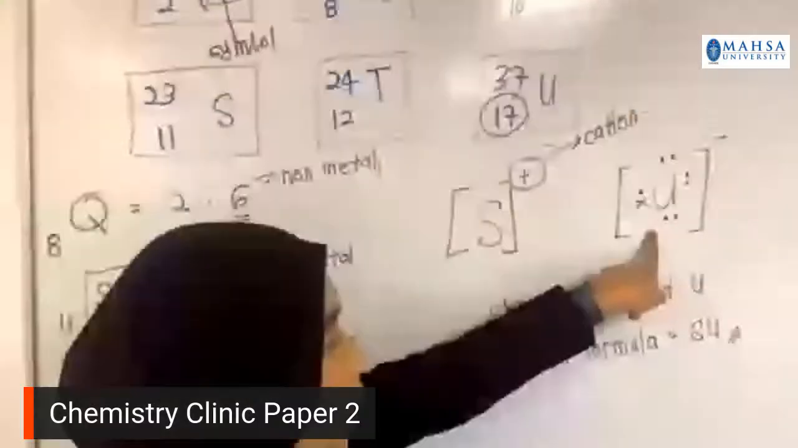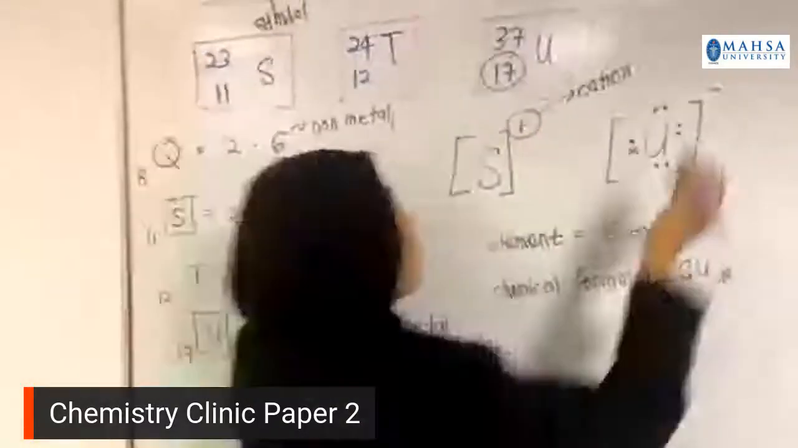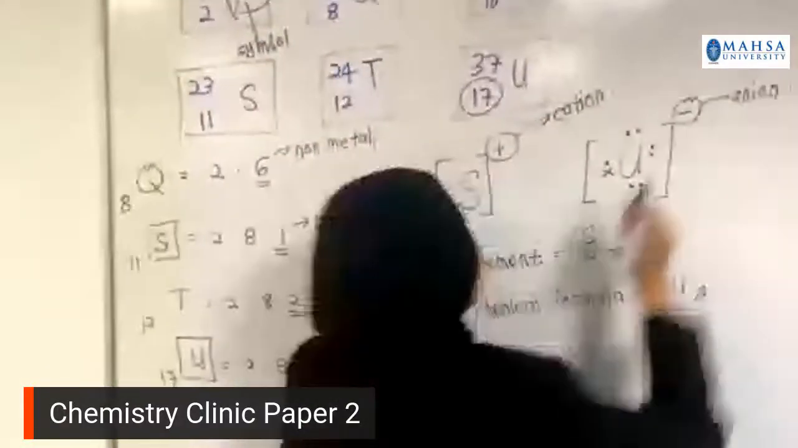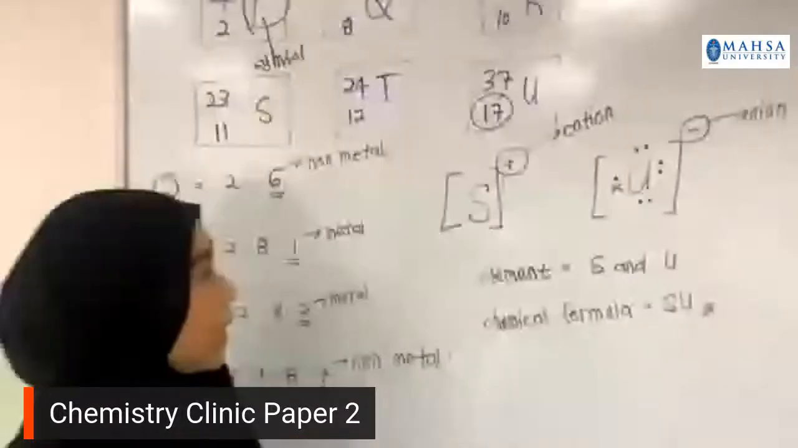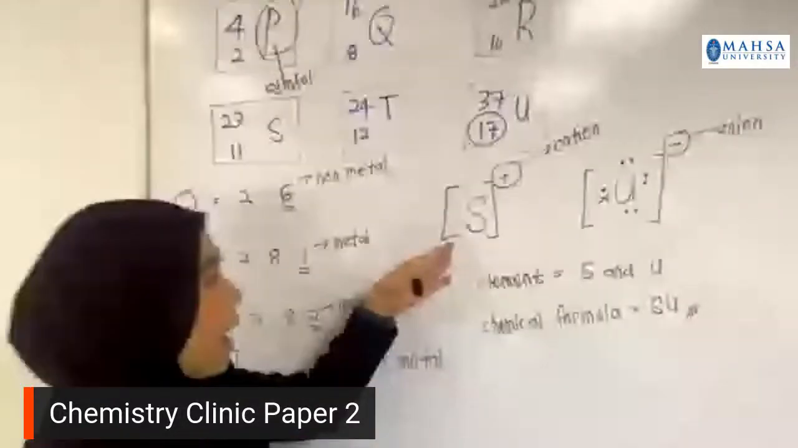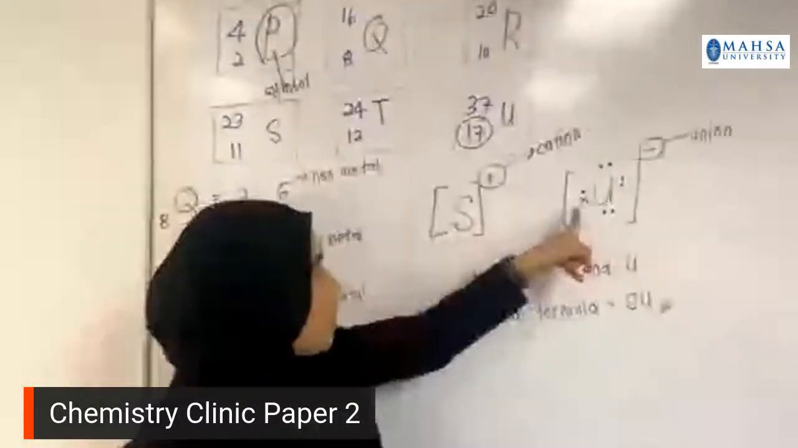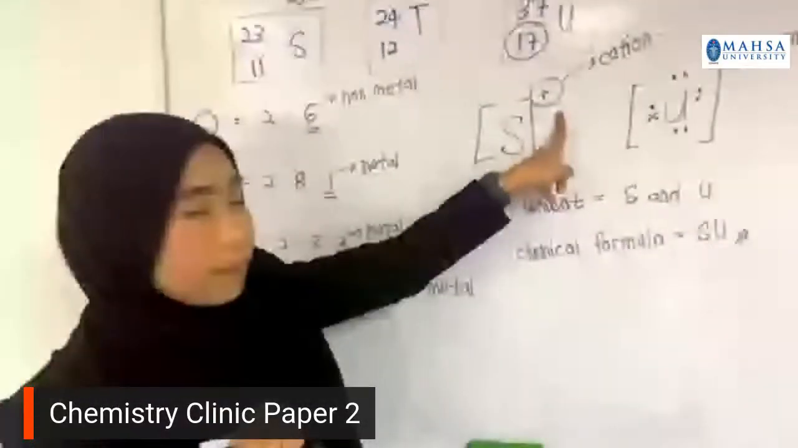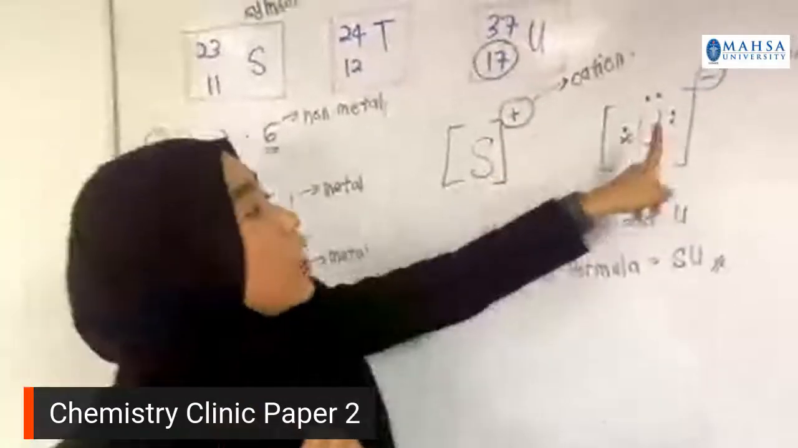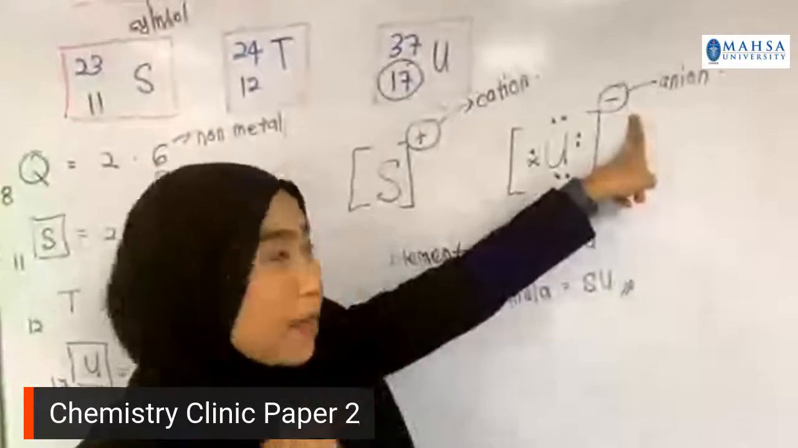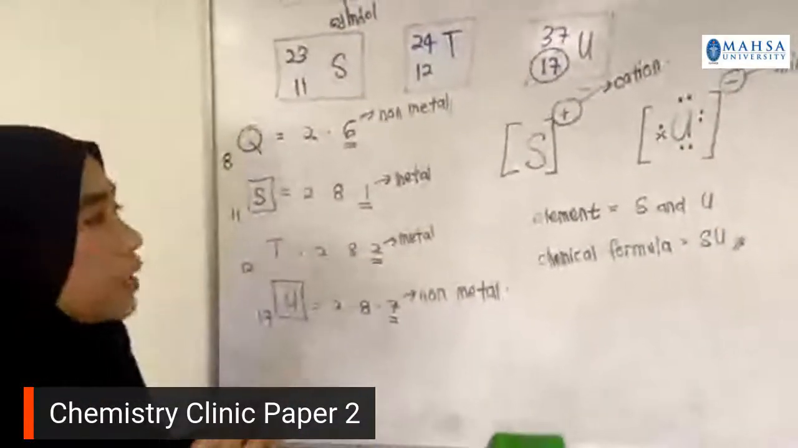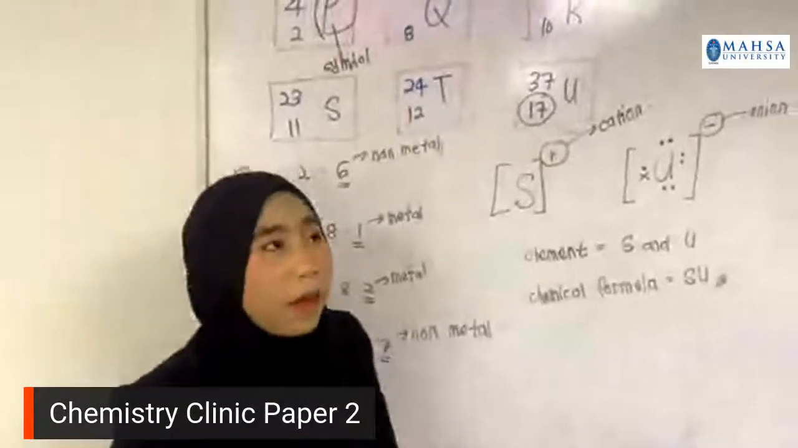Okay, and then U accepting one electron, this one is considered as N. So the question is 3 marks. What I'm going to say is element S donates one electron and forms a cation. That one is my first mark. My second mark will be U accepting one electron and forming an anion. That one is my second mark. And my third mark is the bond formed using the electrostatic force.